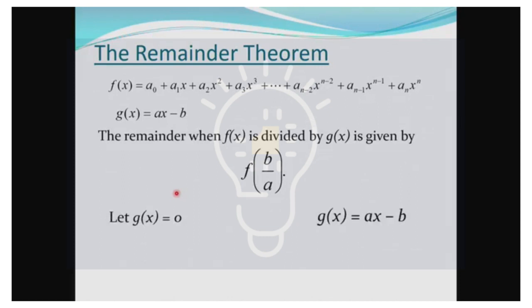And then if you let g of x be equal to 0, we end up with ax minus b equals 0. Taking b over, we end up with ax equals b. Then we can solve for x by dividing by a on both sides, and we end up with x equals b over a. That is the b over a we are having in there.